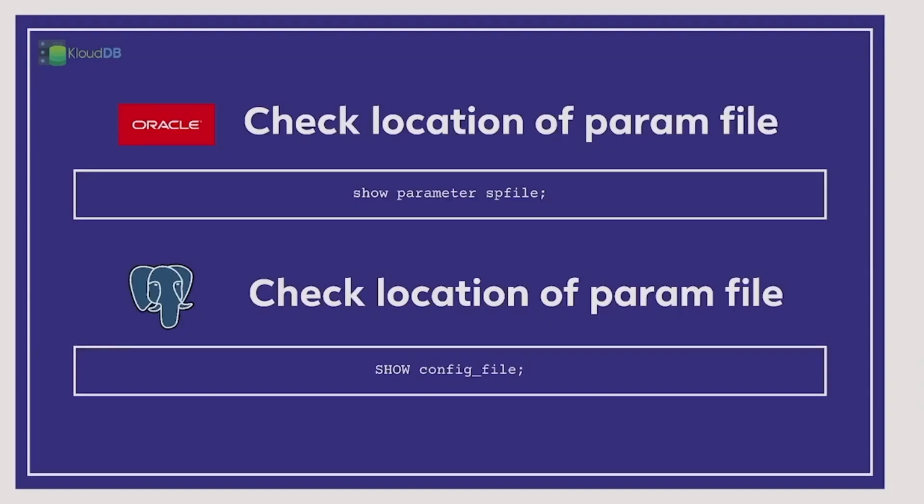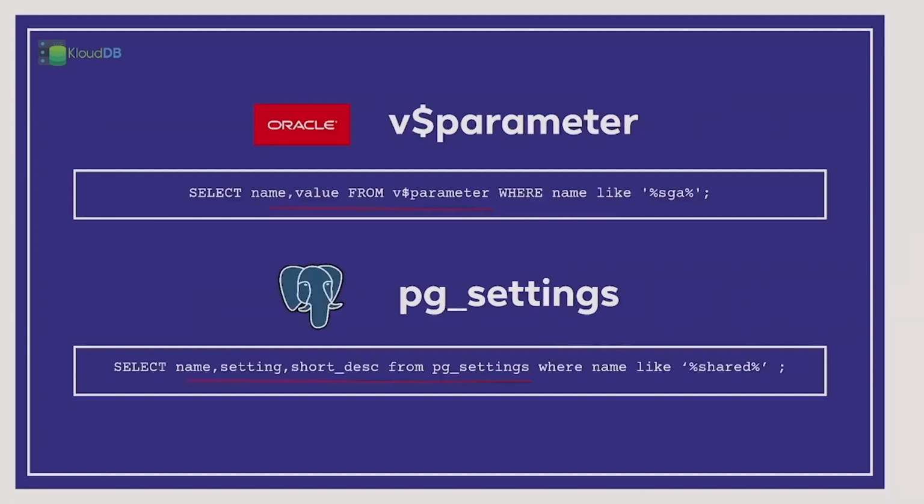Parameter changes are important for DBAs. So how do you check the location of the parameter file in Postgres? You can use a command like SHOW config_file. The equivalent in Oracle is SHOW PARAMETER SPFILE.